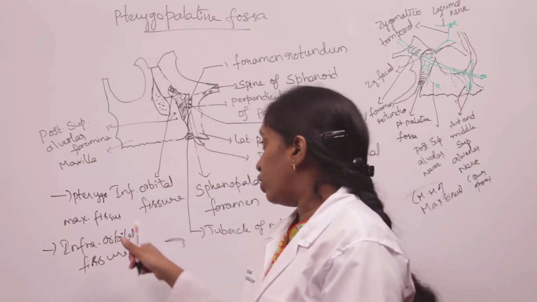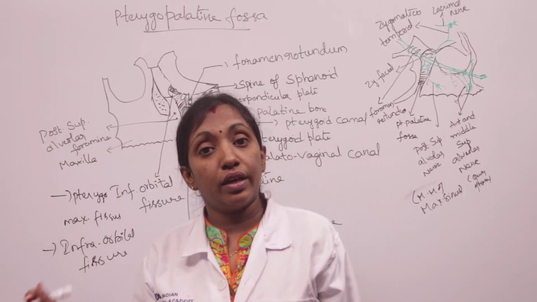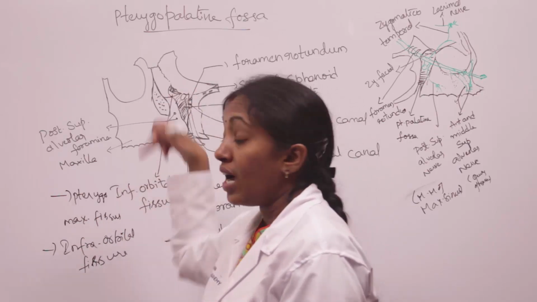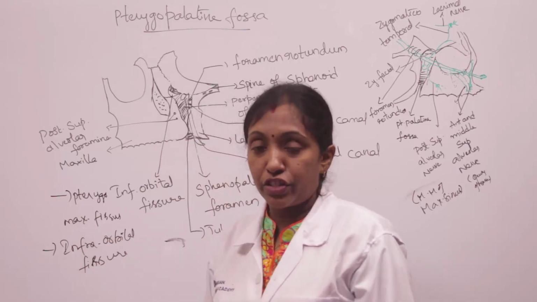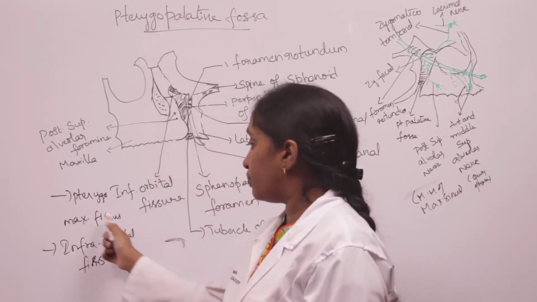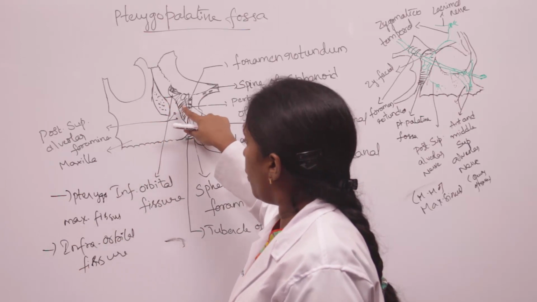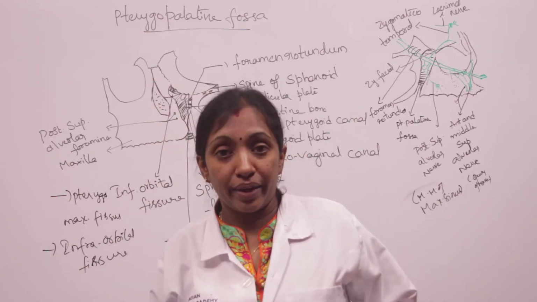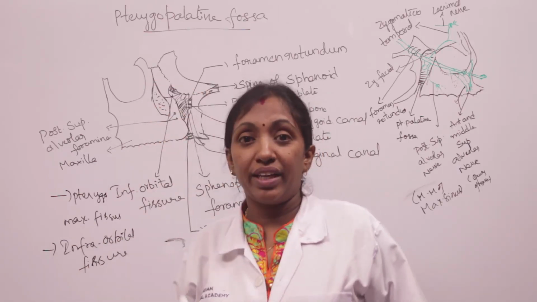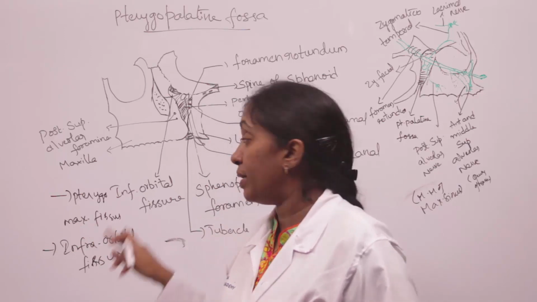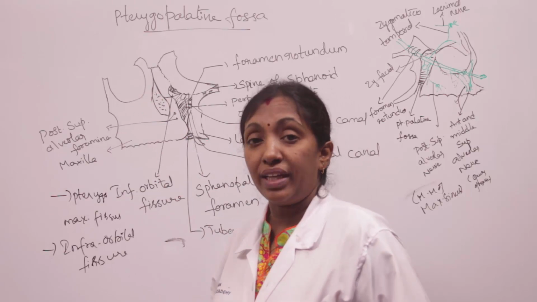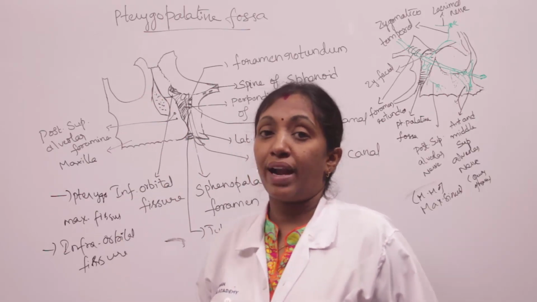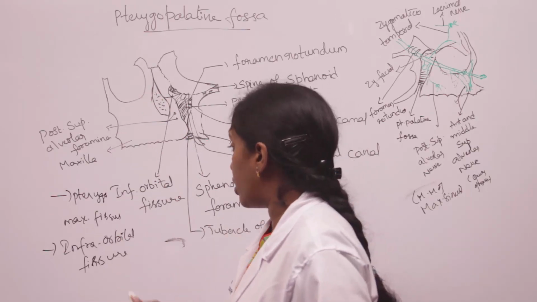We know that the pterygopalatine fossa communicates with the infratemporal fossa through the pterygomaxillary fissure. Above, it is related to the infraorbital fissure, so it communicates with the orbit through the infraorbital fissure, and medial to that communication we have the orbital process of the palatine bone as well as the body of the sphenoid.